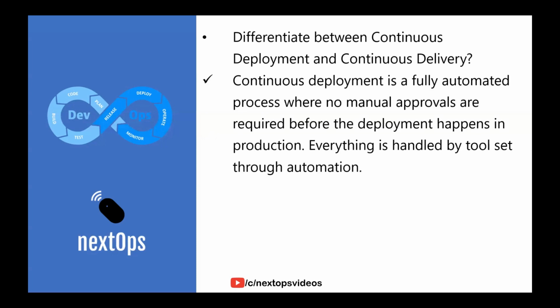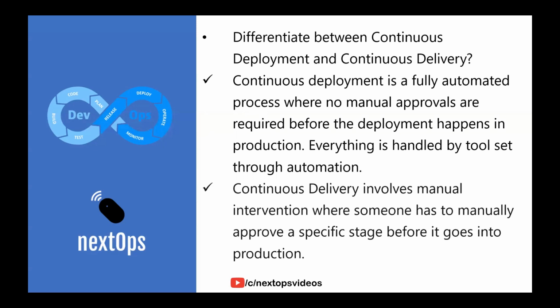Continuous deployment doesn't involve any kind of manual intervention. After the build is successful, everything will be handled through automation with the tool set. No manual intervention at all will be involved when you follow the continuous deployment practice. Whereas if you follow continuous delivery, at some point in the execution of the pipeline, after the build is completed, before it is released into production, some kind of manual intervention is required, like reviewing the code, testing the code, approving the deployment to production.